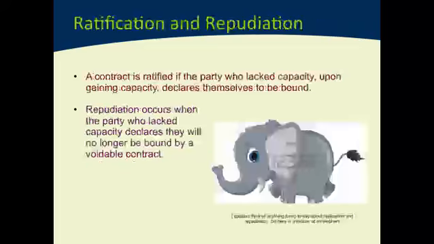All of this brings us to the last consideration, which is two concepts that we call ratification and repudiation. When we think about the three types of lack of capacity we've discussed, minority, mental disability, and intoxication, in the context that we've been discussing them, all three of those things are temporary. Minority is temporary because in the normal course of events everyone will turn 18.